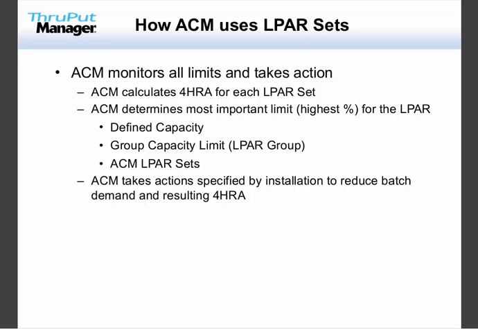Also, as John explained earlier, ACM applies the constraints gradually to start reducing batch workload demand as the 4-hour rolling average approaches the limit. By the time the 4-hour rolling average is very near or at the limit, ACM is reducing batch demand to the full extent specified by the installation in the ThruPut Manager policy. Once the average starts to come down, ACM will gradually relax the constraints, allowing more batch workload access to CPU cycles.